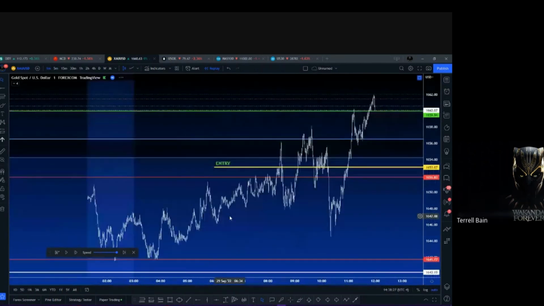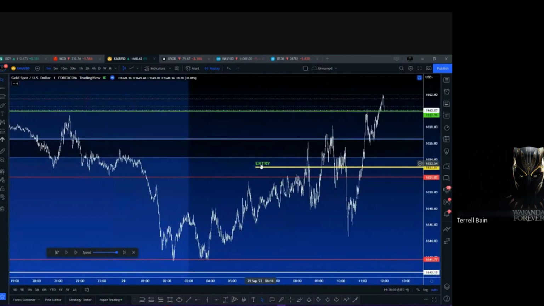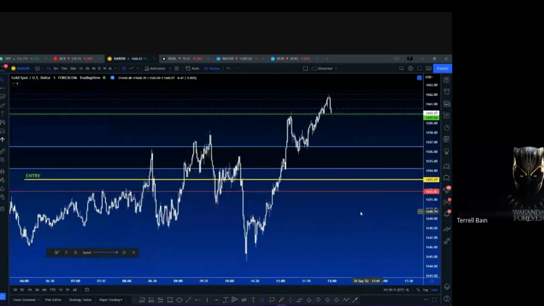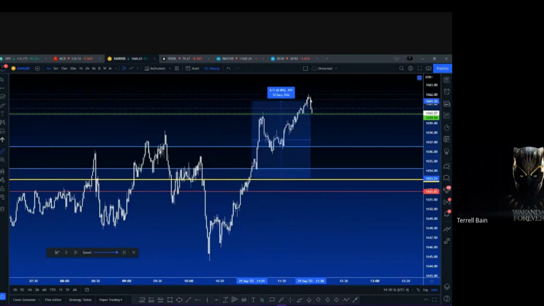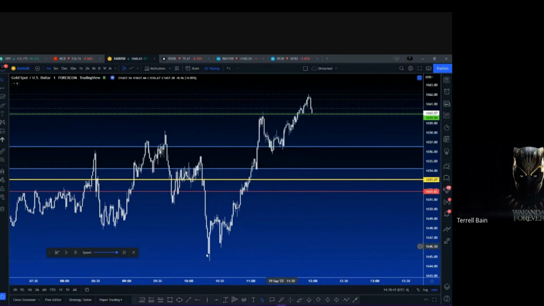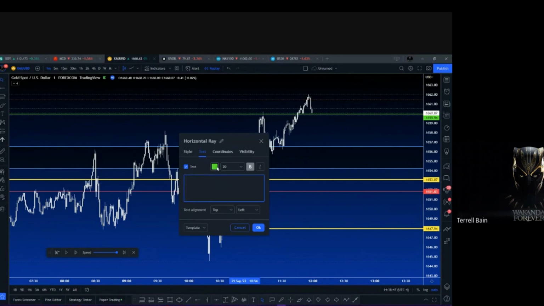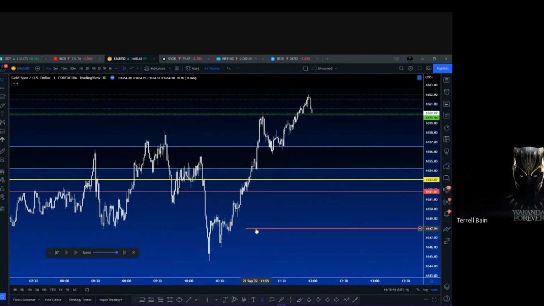All right, so here's my entry. You guys can see the big yellow line, right? And I'm up right now, about $8 on gold. Just an $8 move so far on gold. But guess what? If I had this right here as my stop loss, now I can move my stop loss and bring it into profit, and I put it right there.